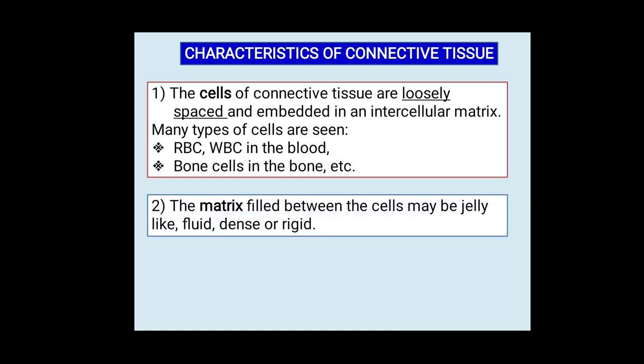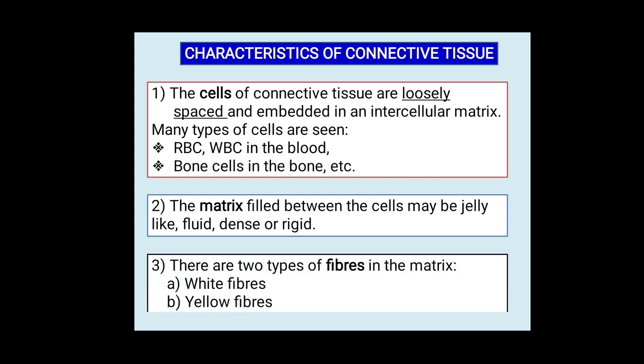Then we come to matrix. That is the material which is filled between the cells. And it can be of different types. It can be jelly-like, it can be fluid, or it can be very dense or very rigid. So you have different types of matrix in the connective tissue. And third thing very important is that the connective tissue will have fibers in the matrix.